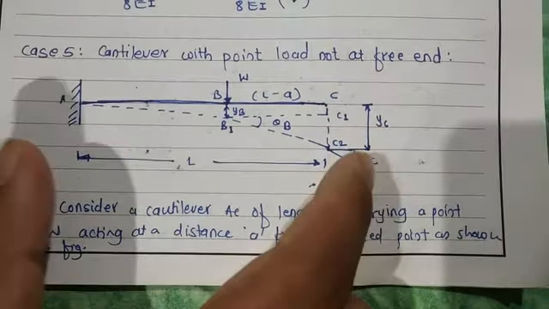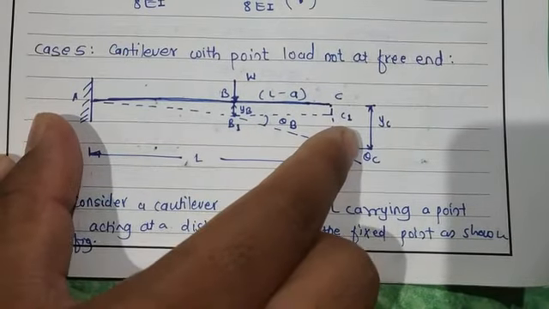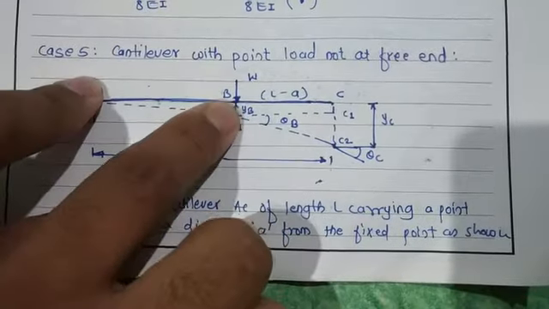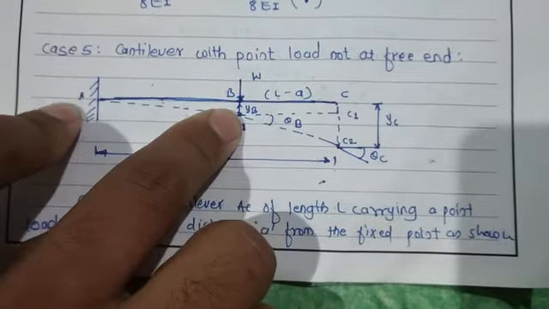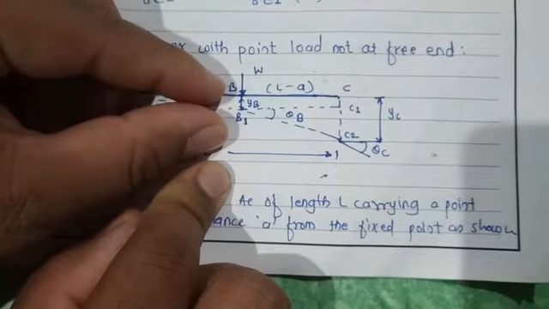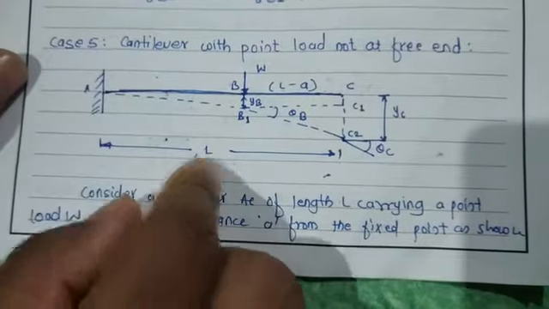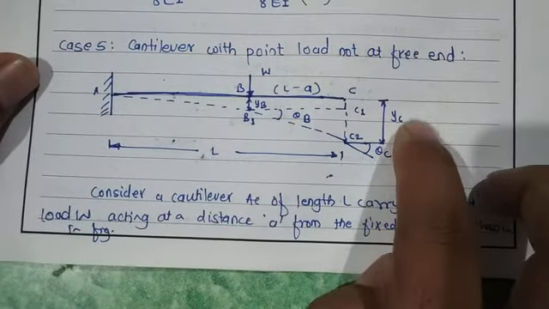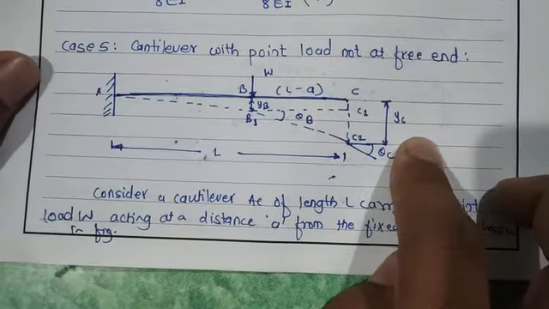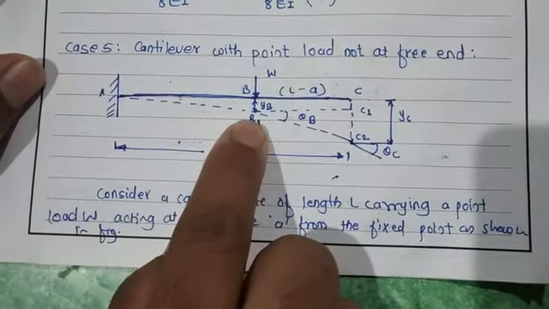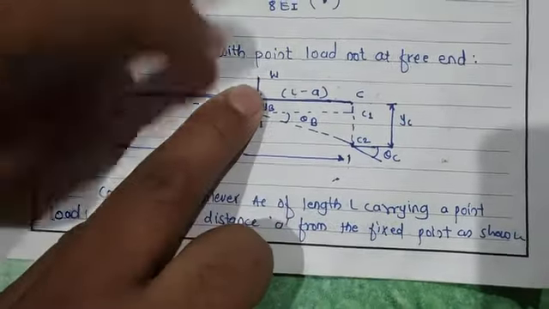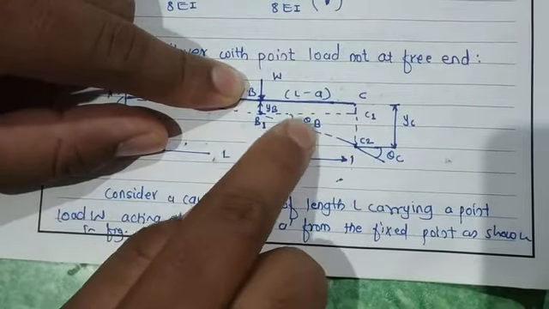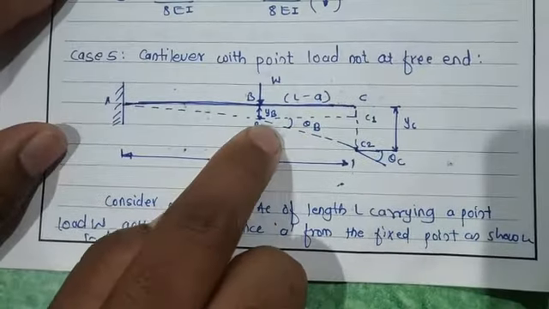So see here, this AC is a cantilever of length L. At point B the point load will act. Because of that there is a deflection. This is YB, the deflection at this point. Next, at the free end there is another deflection, the maximum deflection YC. Now at this point B, the point shifts to B1.